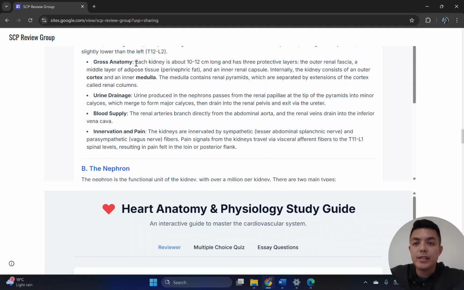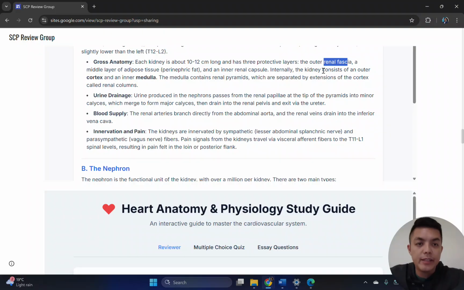In gross anatomy, each kidney is about 10 to 12 centimeters long and has 3 protective layers. The outer is the renal fascia. This is very important for those who are in urological surgery. It is the first one you will see. A middle layer of adipose tissue, which is the perinephric fat, and an inner renal capsule.